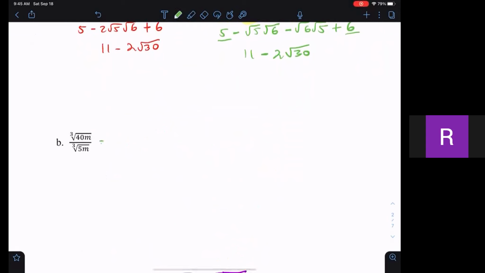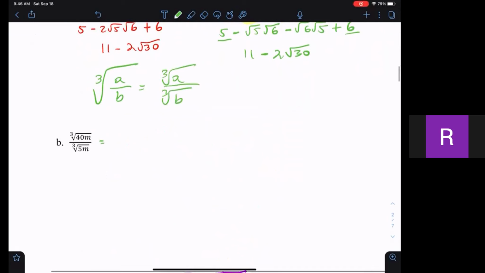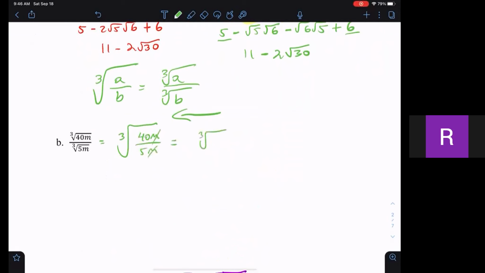This one, you just need to remember the rule. If you have a cube root of a over b, you can break this down as cube root of a over cube root of b. That's the rule, but here you can go from right to left. So I'm going to go this way. I'm going to say cube root of 40m over 5m. So this cancels, and that's going to be cube root of 8, which is 2. And that's it.